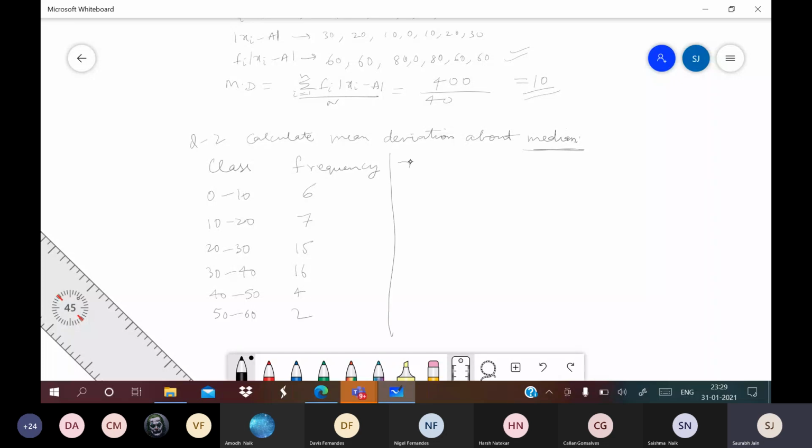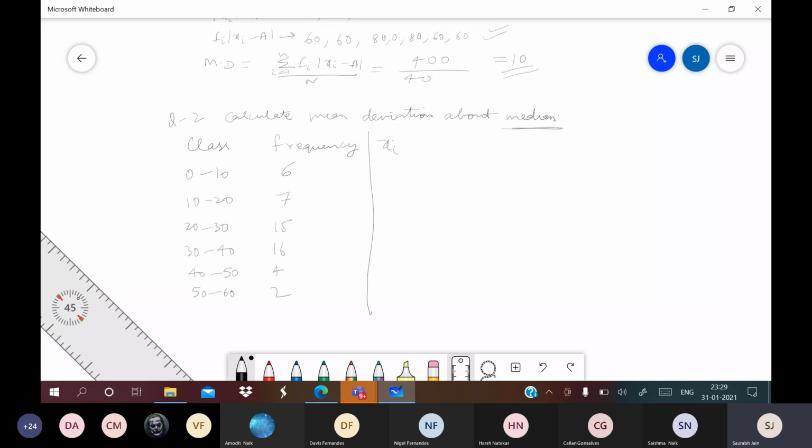See, first of all, you find we can draw the table only here. First of all, you find the values of xi, which are the midpoints of the class. So 5, 15, 25, 35, 45 and 55, right? You find the cumulative frequency because this is median, no? So first is 6, then 6 and 7, 13, then 28, 44, 48 and 50. Okay. Sum of frequencies is 50.